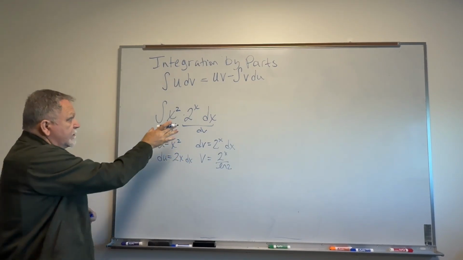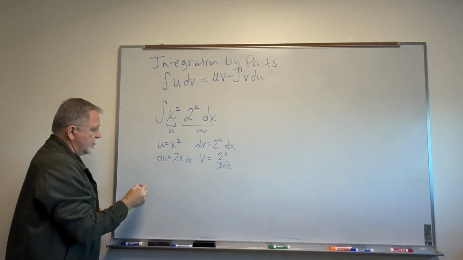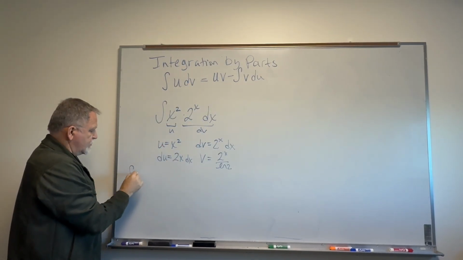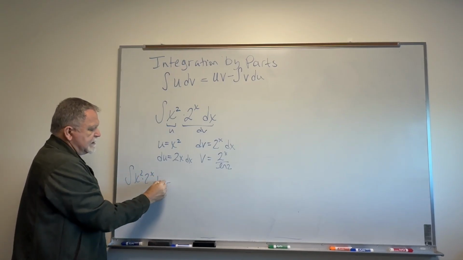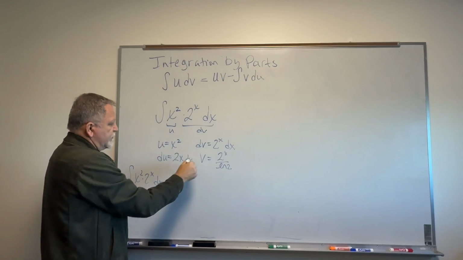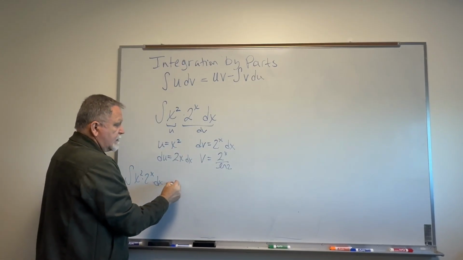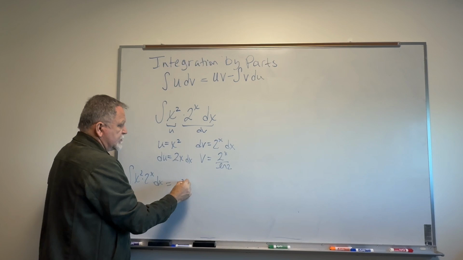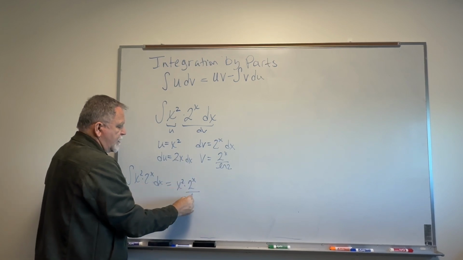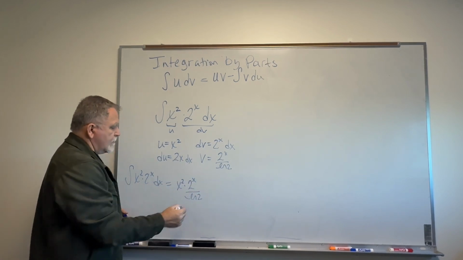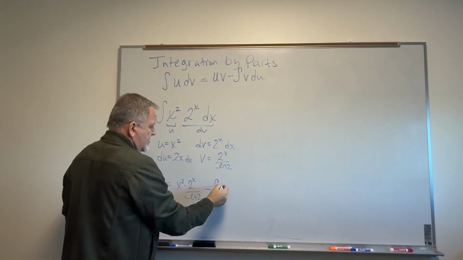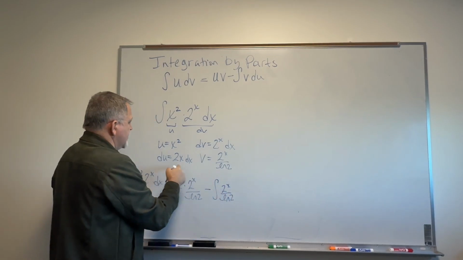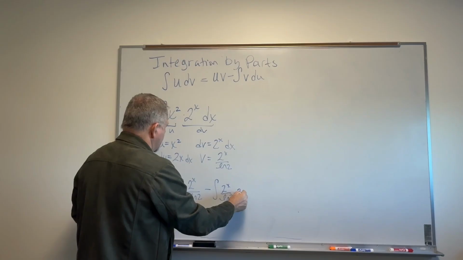So now I'm going to rewrite this using my integration by parts here. So the integral of x squared times 2 to the x dx is u times v. So that's going to be x squared times 2 to the x all over the natural log of 2, minus the integral of v. Well, this is v. So it's going to be 2 to the x all over the natural log of 2 du. du is 2x dx.